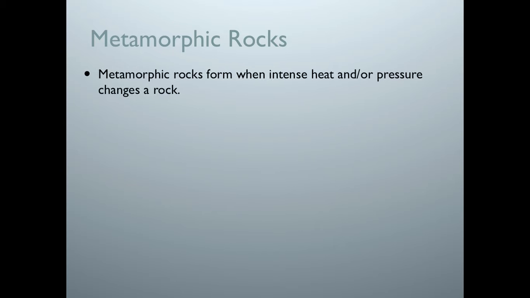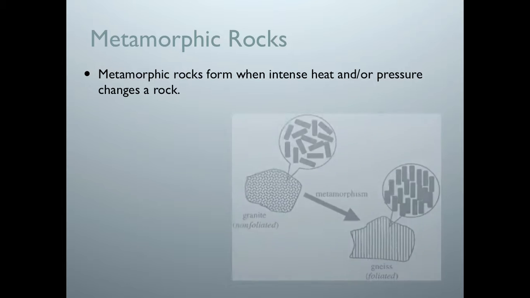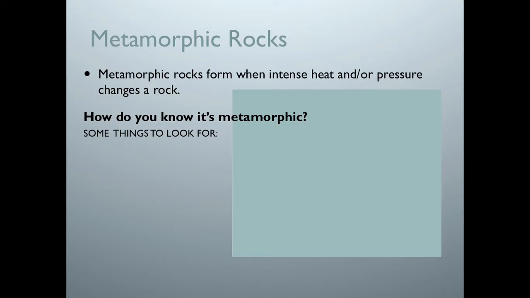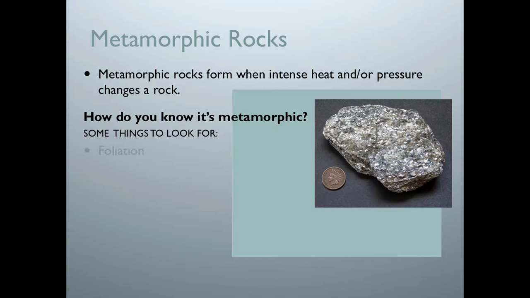And finally, for metamorphic rocks, since they formed when intense heat and or pressure changed the rock, you want to list something that you can see in the rock that gives evidence of that change. So in this case, we might mention something like foliation. So we're looking for minerals to be lined up. So foliation in this rock, it's hard to see in the picture.